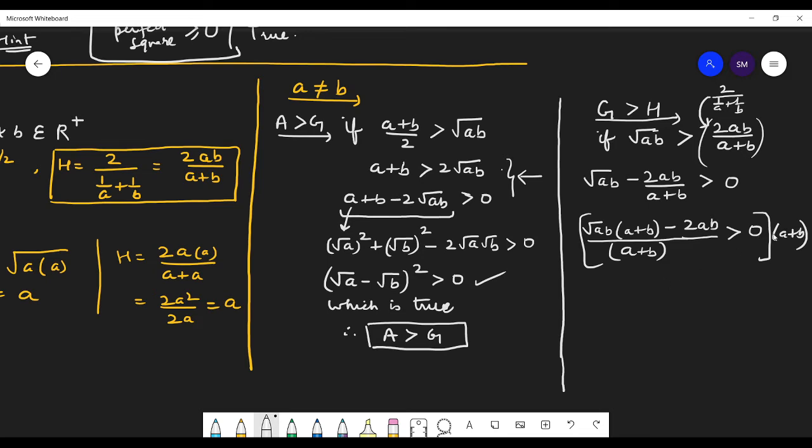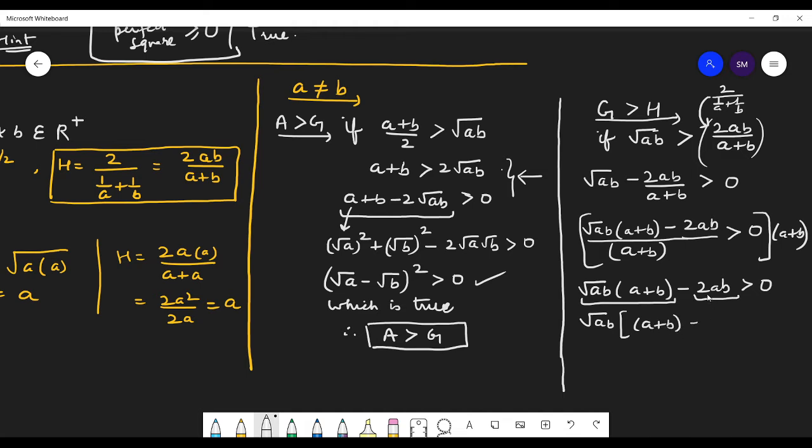So 0 multiplied by anything is 0, and here if you multiply a plus b this side, this a plus b cancels out. What do you get? Under the root ab into (a plus b) minus 2ab is greater than 0. Agreed? Yes, sir. Now students, can you take under the root ab common? You have two terms, first term and this is second term. So what do you get here?